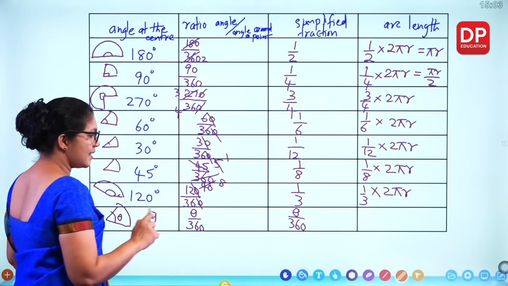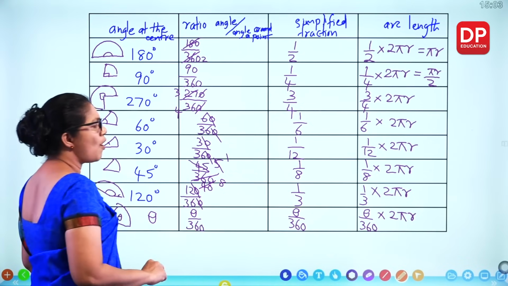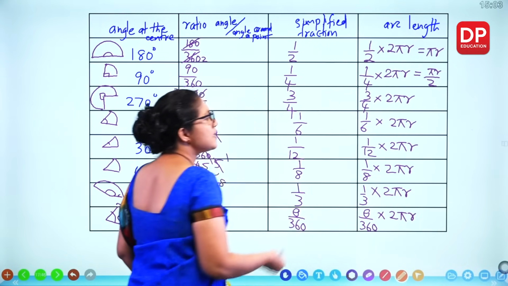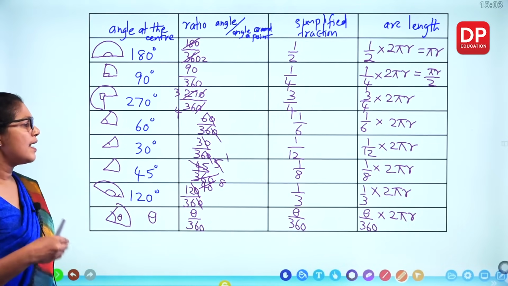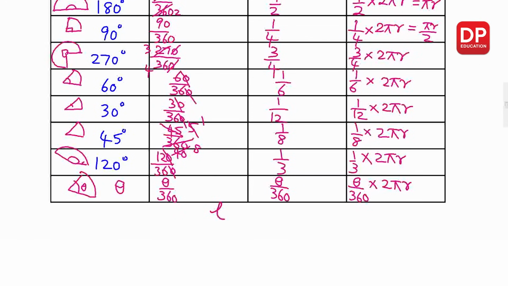So what's the arc length? This ratio multiplied by 2 pi r. Can you see the formula now? Always this ratio comes first and then it is multiplied by 2 pi r. What's the ratio we have to find? The angle at the center divided by 360. So for any sector, the arc length is equal to the angle divided by 360 into 2 pi r. Memorize this formula and find the arc length of a sector.